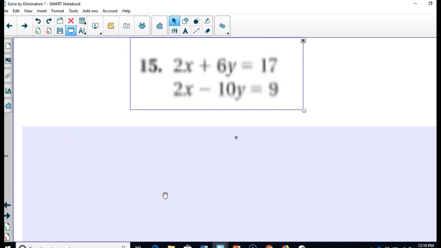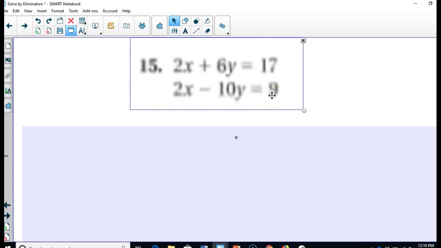Okay, so when we are eliminating, the first step is we need to combine these equations together. That means we need to add down. So 2x and 2x, that makes 4x. Negative 6y, negative 10y, that makes negative 4y. 17 and 9, that makes 26. So there's an issue.